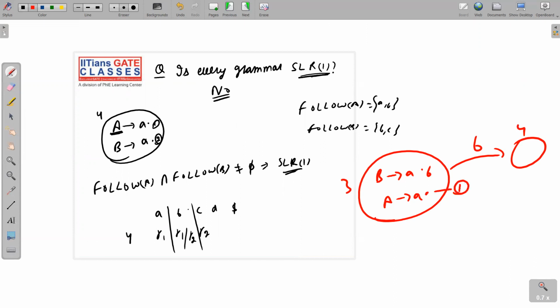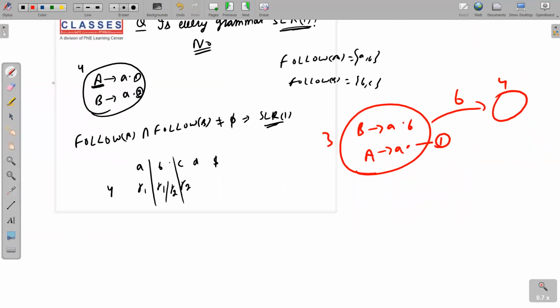So let us suppose production number 1. Do I need to write it in the entire action part? No. We have to apply this reduce move in follow of capital A only. Now I will obviously say that follow of A must not contain B, because if follow of A contains B, then obviously that will create a problem for us. I hope I have made the point clear to everybody.